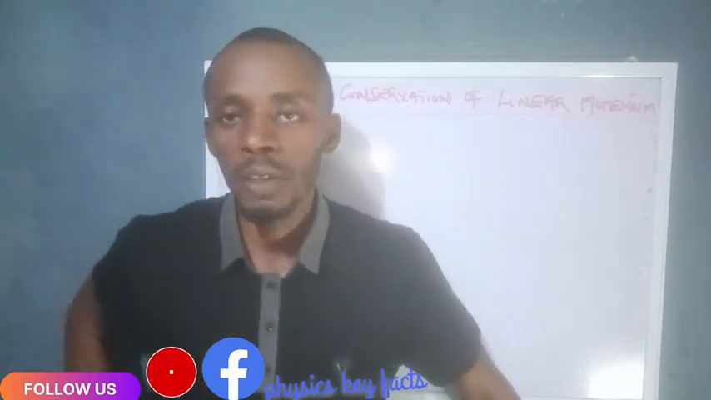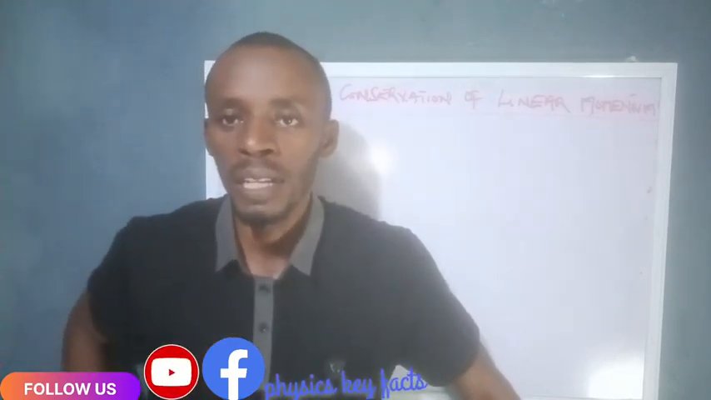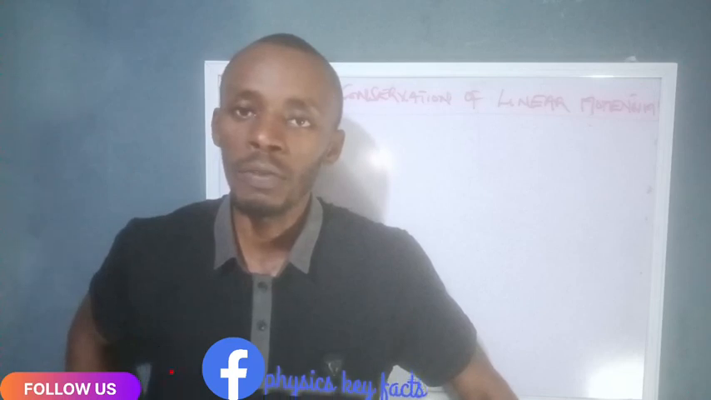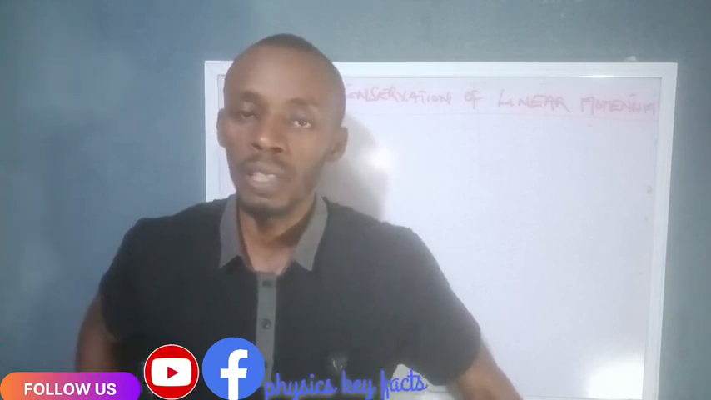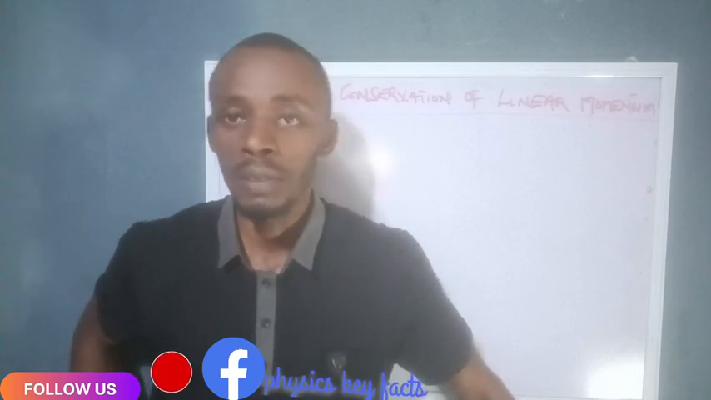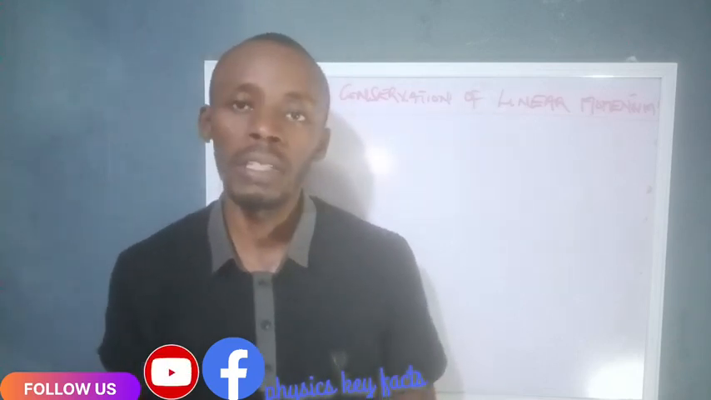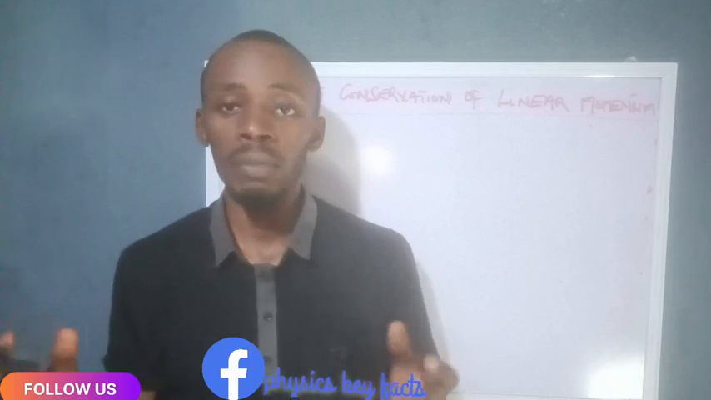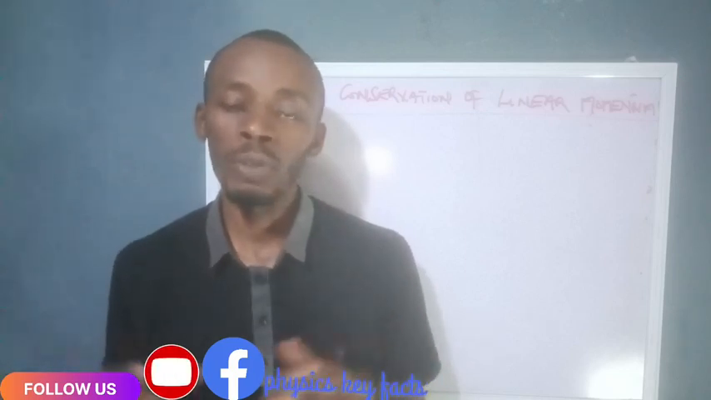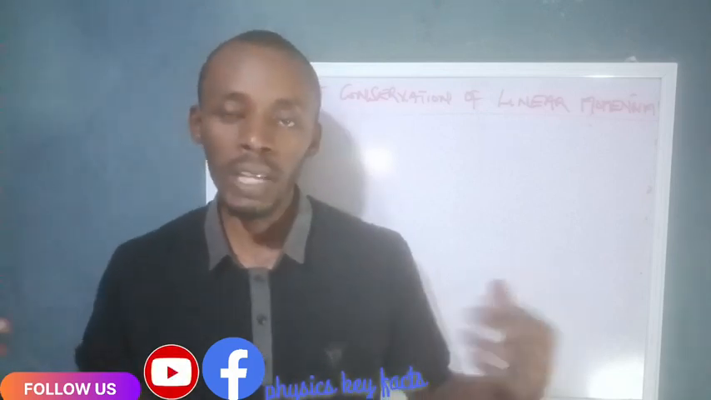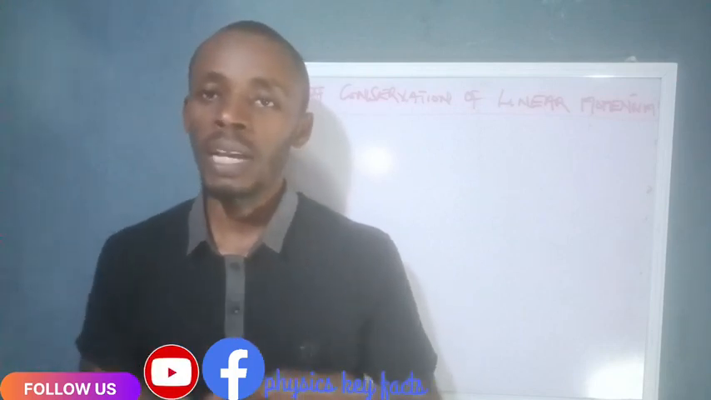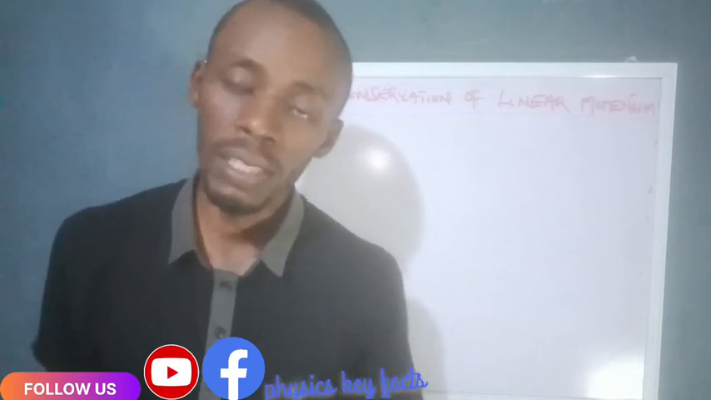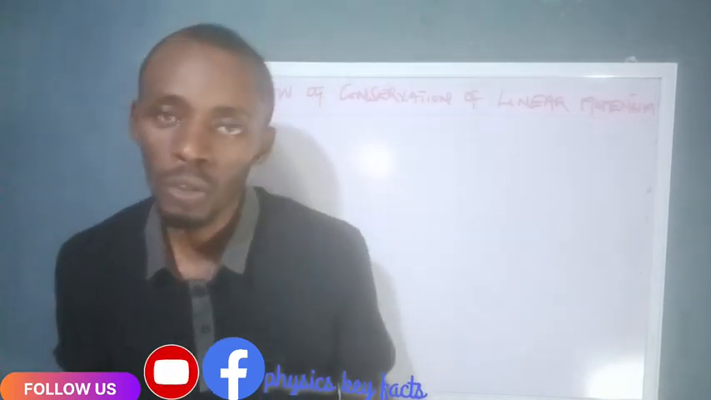The law of conservation of linear momentum states that in an isolated system of colliding bodies, the total momentum is always constant. So what does it mean for a system to be isolated? It simply means for that system to be closed. A system is closed or isolated when there is no external force acting on the system and the system itself is not acting on any external body. So that system is said to be closed.